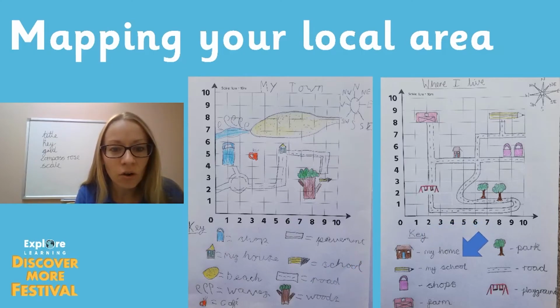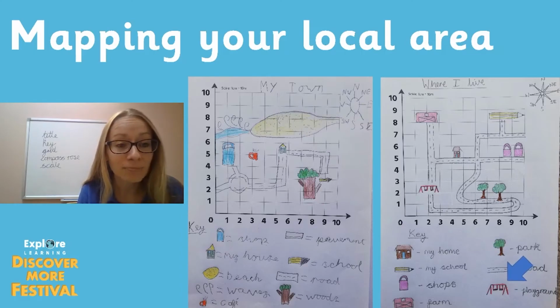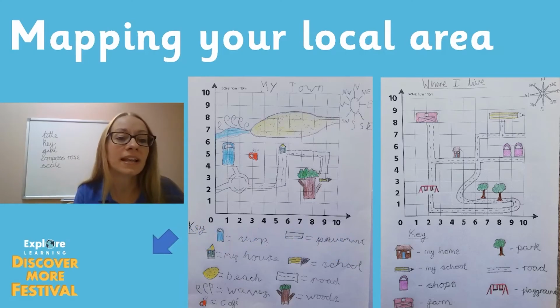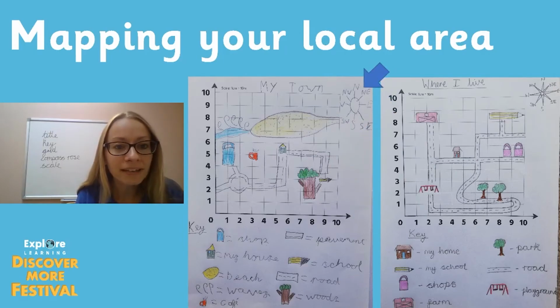This one here's got my school, a playground, really good idea for playground symbol there, and a farm. They have placed their maps onto a 10 by 10 grid, which really helps you to keep things in proportion and think about sizing. So that's a good idea. We can see a compass rose up here, and these maps are facing north. There we go, another compass rose there.